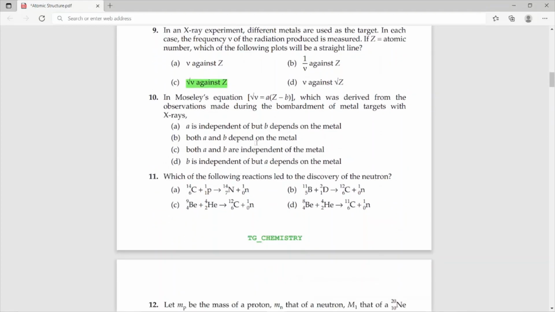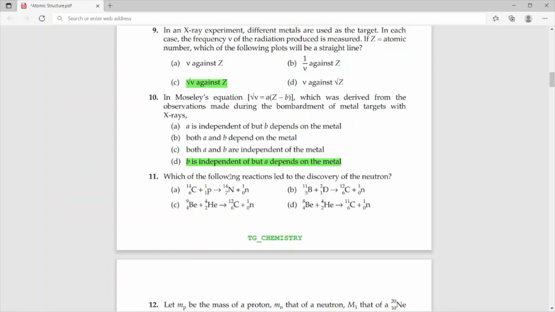The 10th question is: in Moseley's equation, which was derived from observations made during the bombardment of metal targets with X-rays, the right answer for this one is that B is independent of the metal, but A depends on the metal. So B is independent of the metal and the A value depends on the metal. So option D is the right answer.